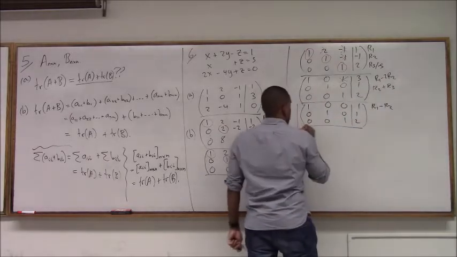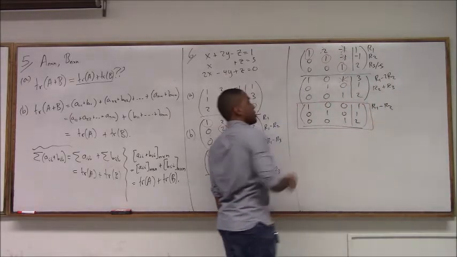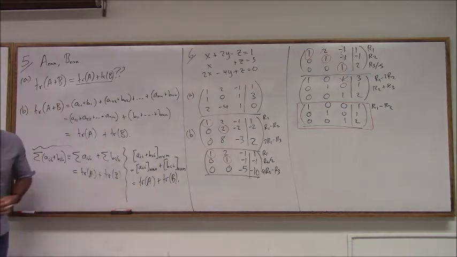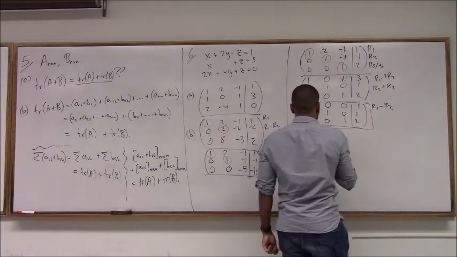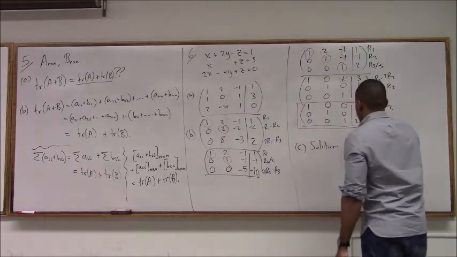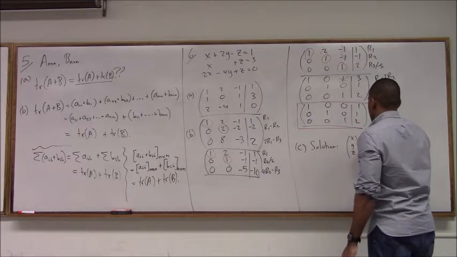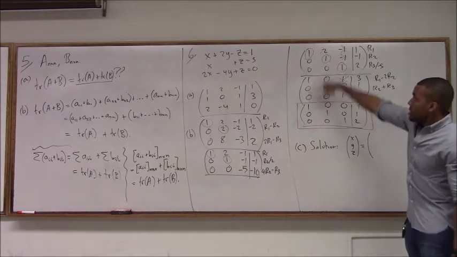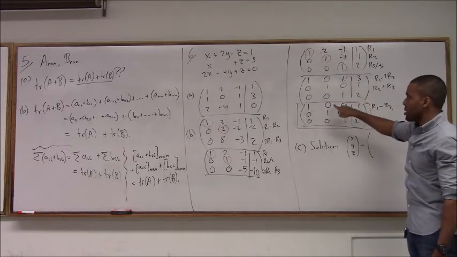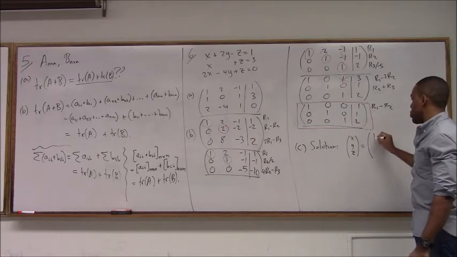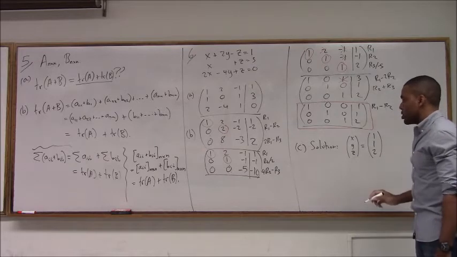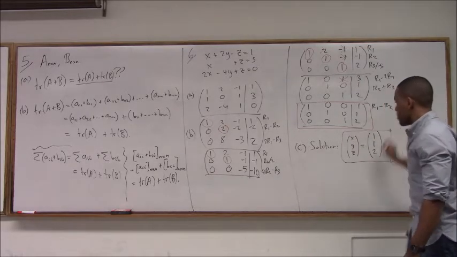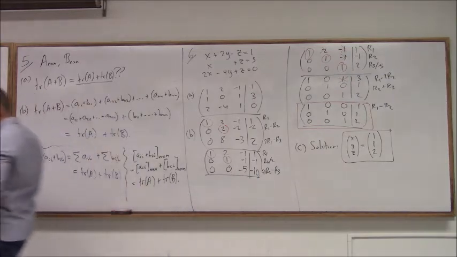So that's the answer. So that was 6 part B. So now part C, actually to find the solution. So my solution is x, y, z equals, well remember this is my x column, so 1x plus 0y plus 0z equals 1. So my x is 1, my y is 1, and my z is 2. So 1, 1, 2 is the solution to this equation. That was 6 part C.